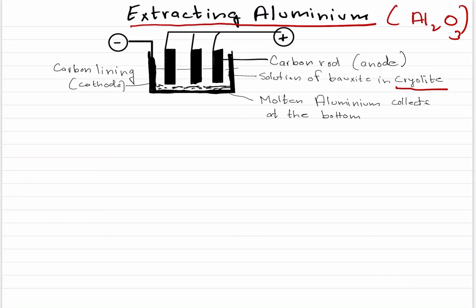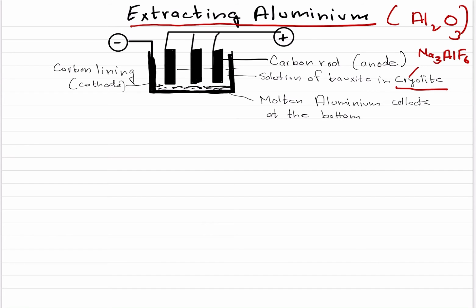So what do we do? Instead, it is dissolved in molten cryolite, an aluminium compound with a lower melting point. This cryolite is Na3AlF6. It has a lower melting point than aluminium oxide. So the use of this molten cryolite as a solvent reduces some of the energy cost involved in extracting aluminium by allowing the ions in aluminium oxide to move freely at a lower temperature. So that is very important.